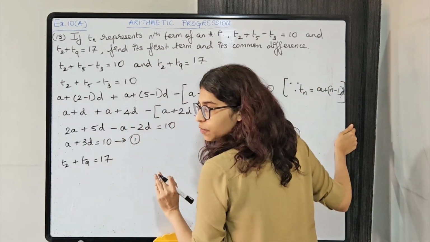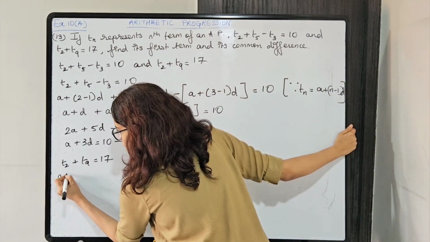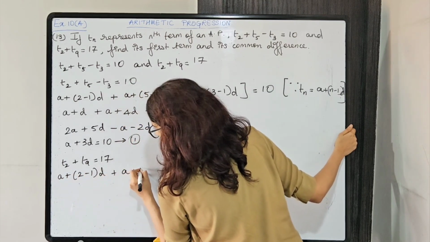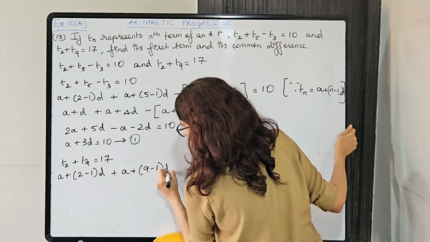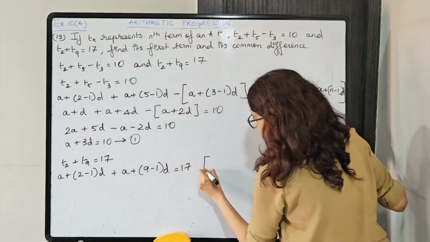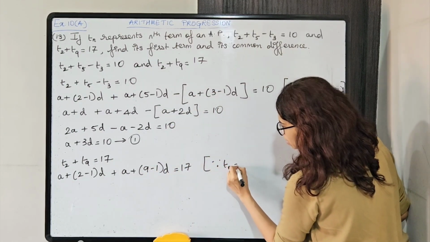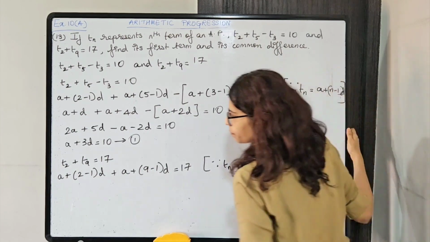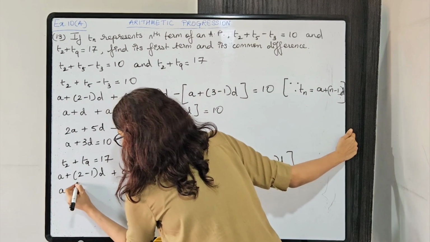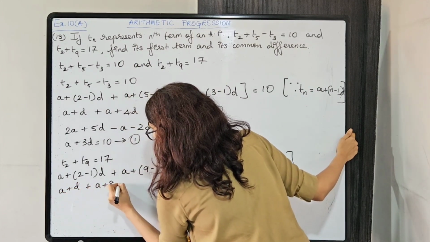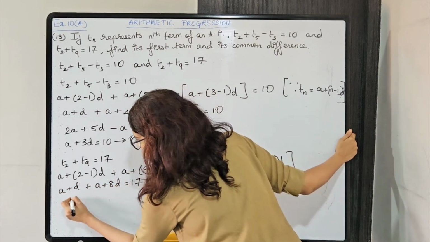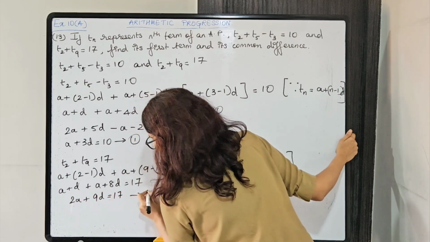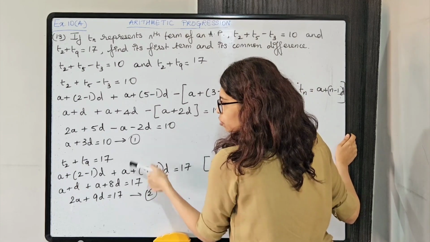Same thing over here. We'll be using the formula. A plus 2 minus 1D plus A plus 9 minus 1D is equal to 17. Give reason since Tn is equal to A plus n minus 1D. Okay. So A plus D plus A plus 8D is equal to 17. That is 2A plus 9D is equal to 17. Mark this as 2. We will solve these two equations.